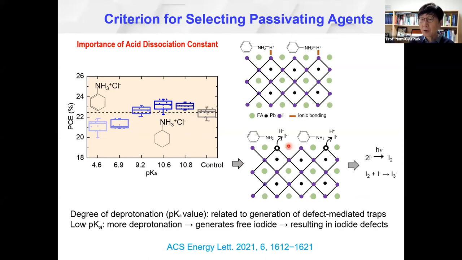Okay, free iodide will react, for instance under illumination, to form iodine. And therefore some iodide defects can be generated. We have to use the high pKa value, such as 10.6, and a slightly higher PCE can be obtained because the iodide defect can be reduced as much as we can.